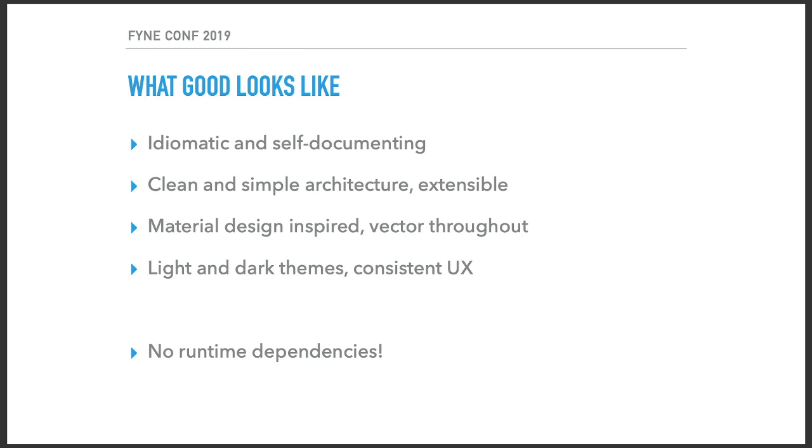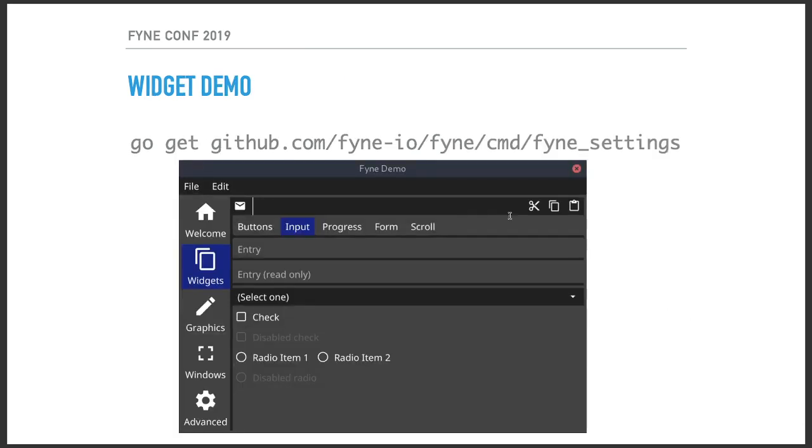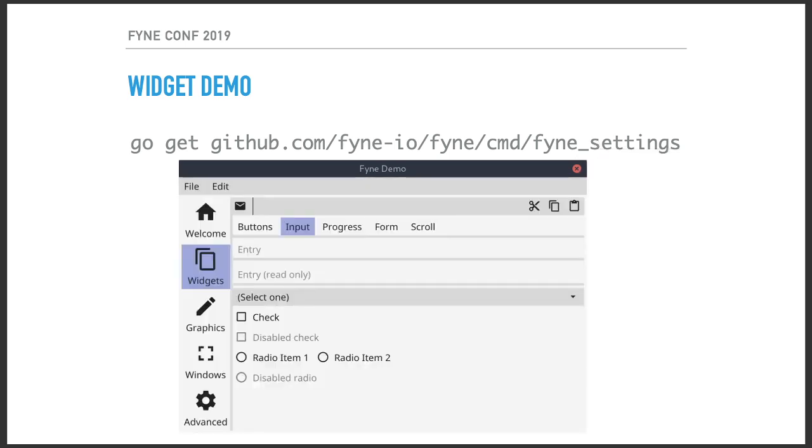There is a widget demo which demonstrates all of the functionality available in the toolkit for anybody who hasn't seen it yet. This is the widget page of the demo. You can get it using the go get command at the top of that page and tab through it yourself. And this also, of course, comes in a light theme as well. And why don't I just load that and we can have a look.